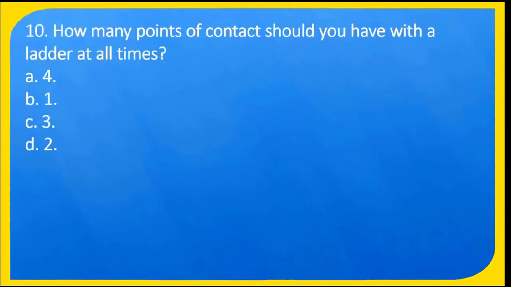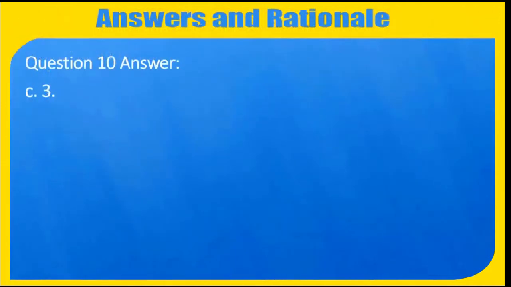Question 10. How many points of contact should you have with a ladder at all times? A. 4. B. 1. C. 3. D. 2. Question 10. Answer: C. 3.